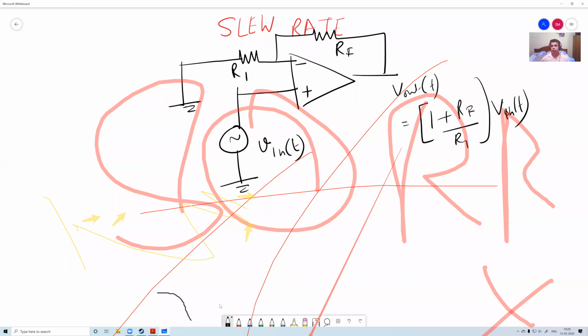Okay. So slew rate is the measure. Slew rate, often abbreviated SR, is the measure of how the output voltage changes with time with respect to input. So slew rate is simply dV out by dt, and the unit of this is volts per microsecond.